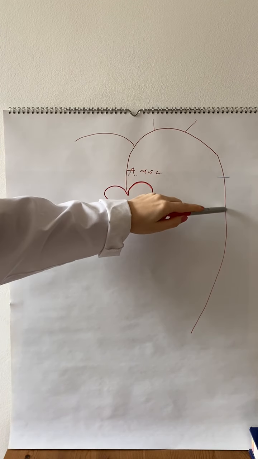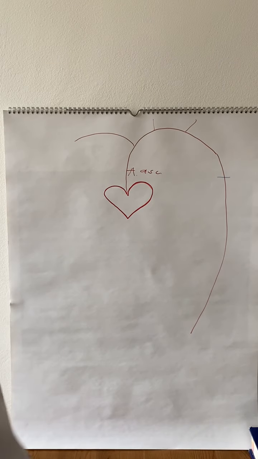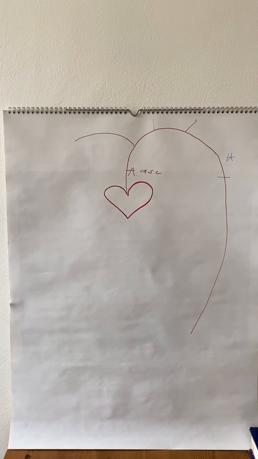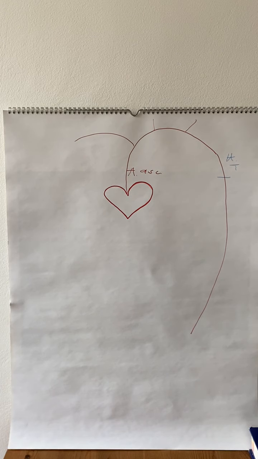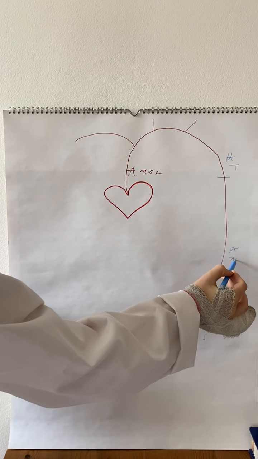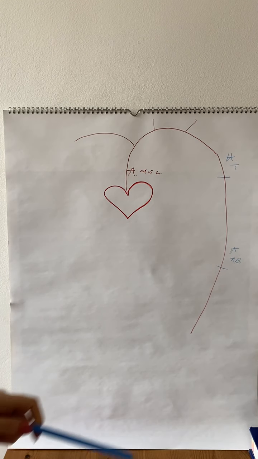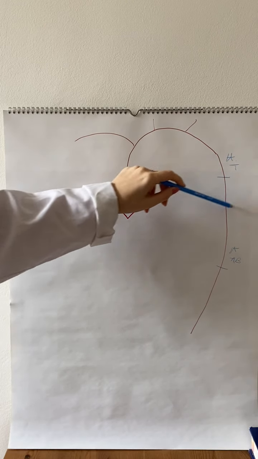Now, our continuation of the aorta descendens will have two important parts: first of all, the aorta thoracica and the aorta abdominalis. So, we will start off with the aorta thoracica. Which branches are in here?